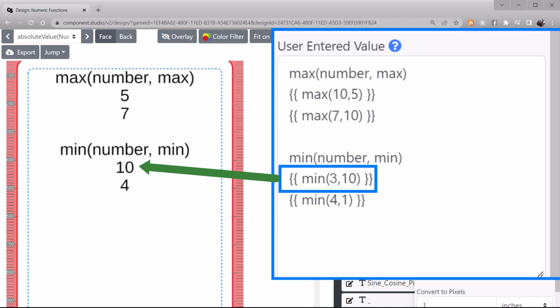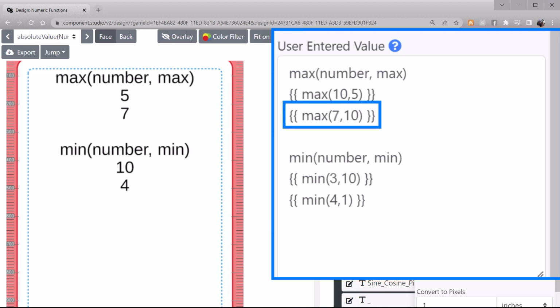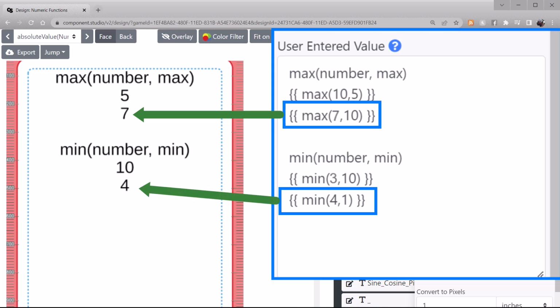If the number is within the designated bounds, the input number is returned. So, max 7, 10 returns a 7, and min 4, 1 returns a 4.